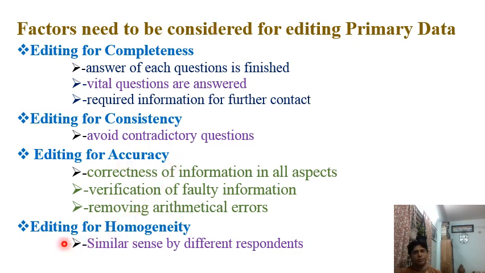And the last and final step for editing data is homogeneity. What is homogeneity? Homogeneity is a similar sense among different respondents. One question may create various meanings for different people. But if this happens, our collected information may be misleading. We should design the question in such a way that one question has the same meaning to all respondents. So these four things we should consider during the editing of primary data.